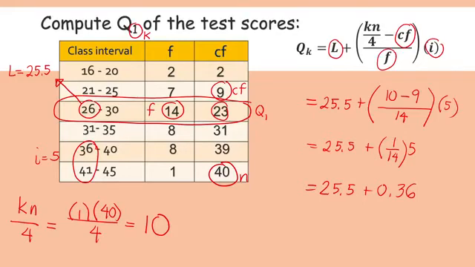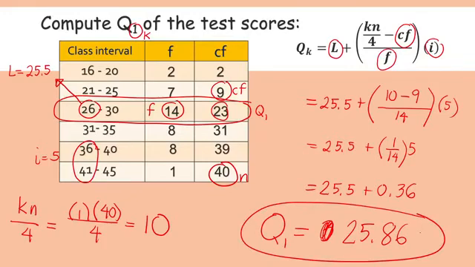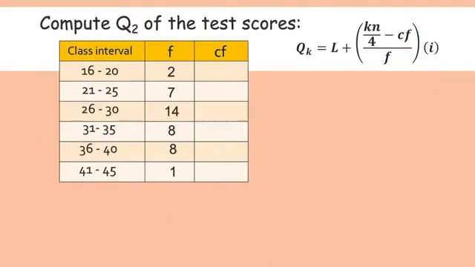Now what is 25.5 plus 0.36? 25.86, sir. So this will be the value of the first quartile. Okay? Now let's proceed to the second quartile. It's totally the same. So you have the CF: 2, 9, 23, 31, 39, and 40.